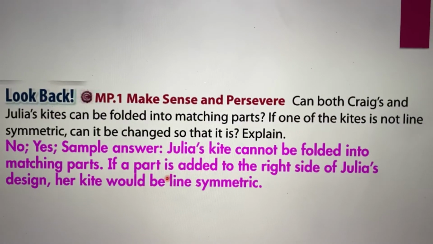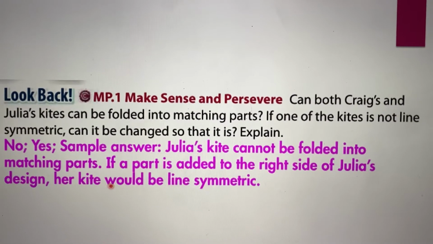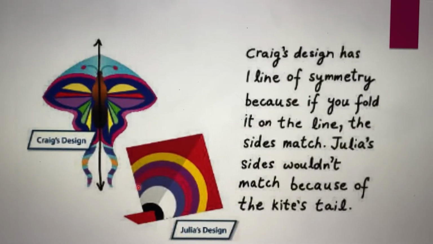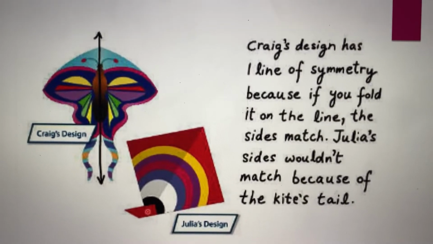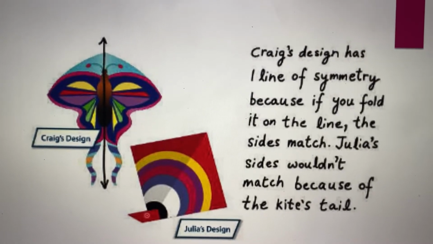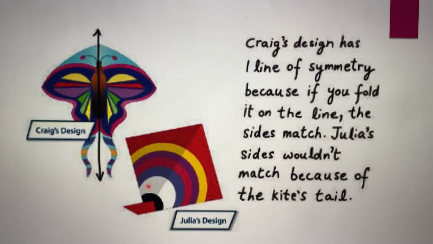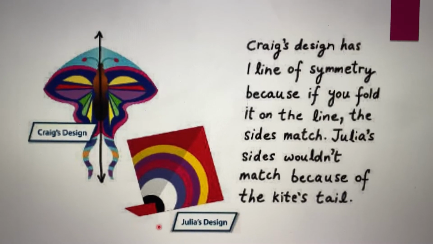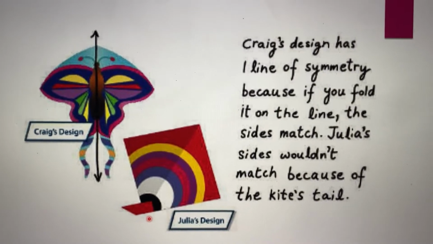If a part is added to the right side of Julia's design, the kite would be line symmetric. So girls, if Julia draws a different tail, it's gonna be okay. But because the tail is like this, once I bring the left side and fold it on the right side, I'm gonna have a small part here out alone. So I can't have 2 matching sides.